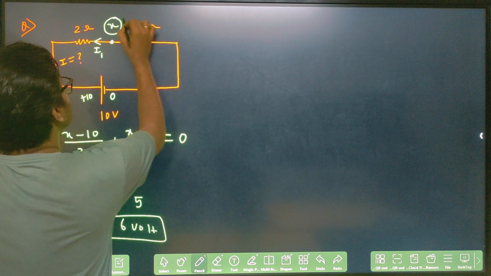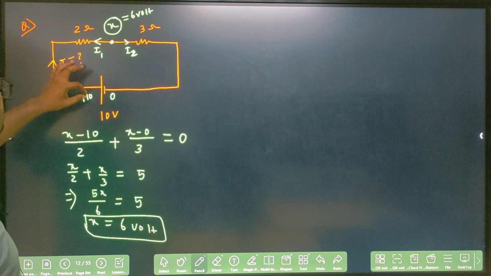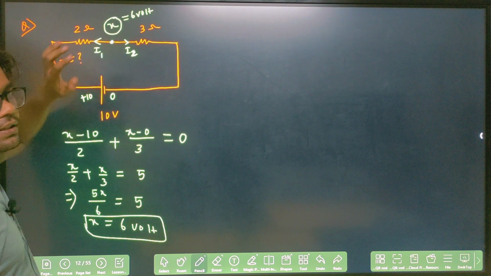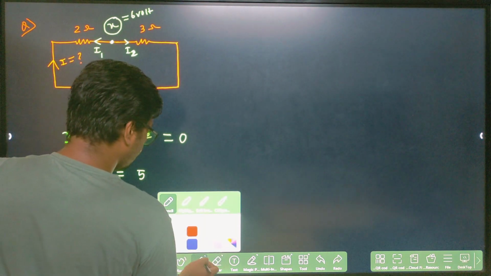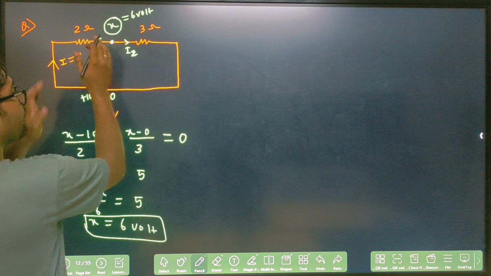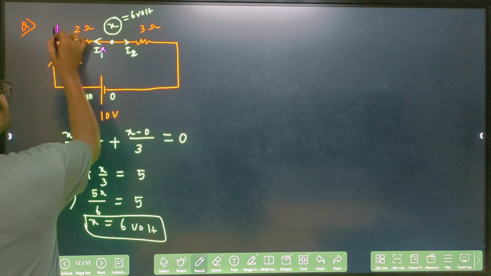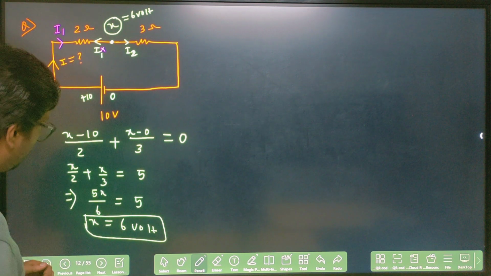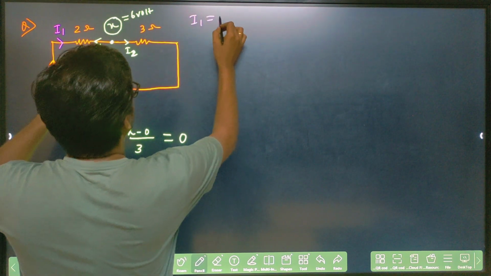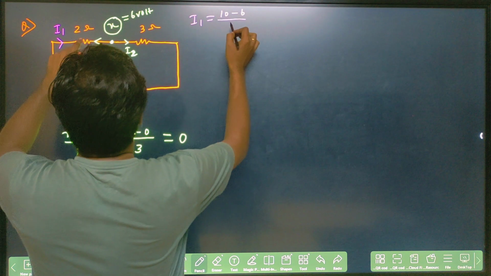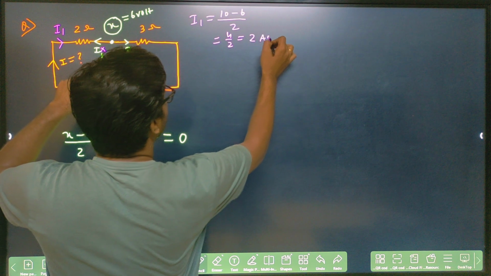So if x equal to 6 volt and this is plus 10 volt, obviously you tell that this I1 direction is not this direction. So now you will get in the answer that the I1 direction whatever you have assumed is not in this direction. Obviously I1 is along this direction. Clear? And how much will this I1 be? This is higher potential, 10 minus 6 divided by 2, that will be 4 by 2, that will be 2 ampere.